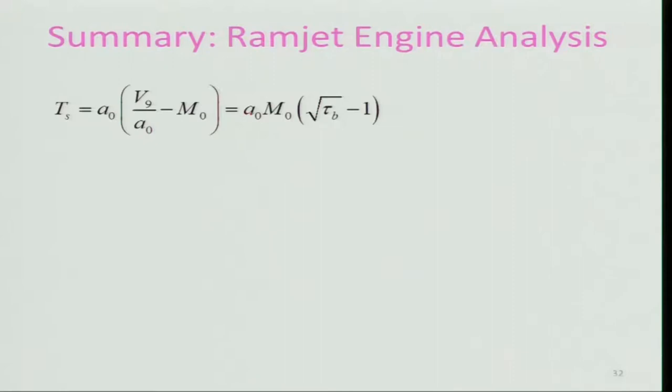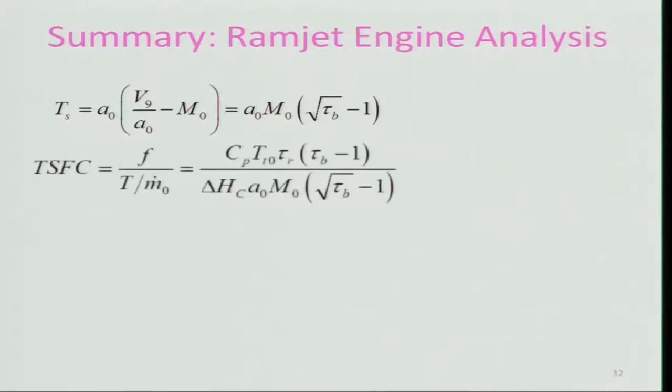If you look at a naught, it is the altitude which will tell us the temperature and the kind of conditions, right? And the flight Mach number, right? And it will depend on how much heat you have added, the tau B, that is the burner, or what is called the combustor. So similarly, we can find an expression for TSFC, and these are the parameters, right?